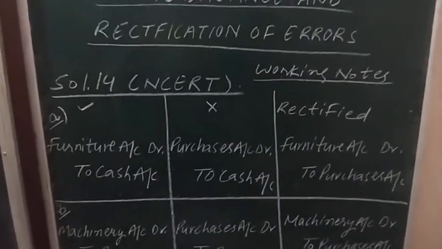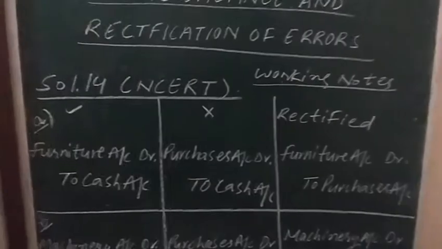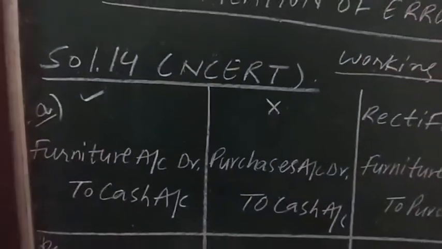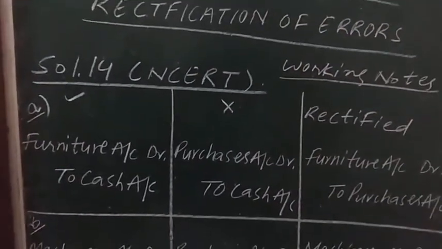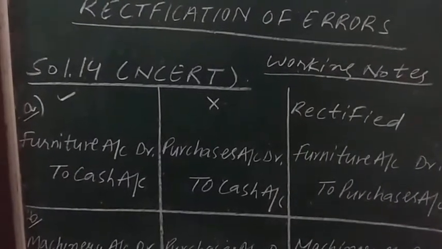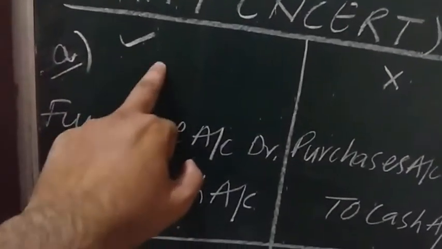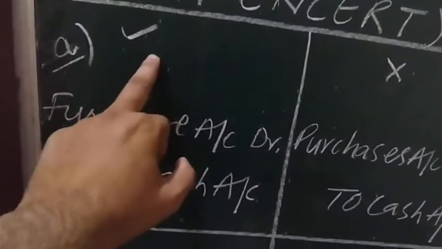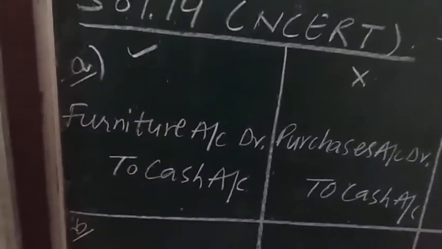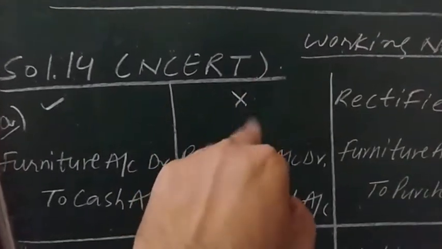See, I have written 3 entries of each and every transaction. The very first transaction is A. For transaction A, the entry which was needed to be passed in the books was furniture account debit to cash. I have marked here a tick mark. Tick mark means this is the right entry. And the second entry I have crossed.